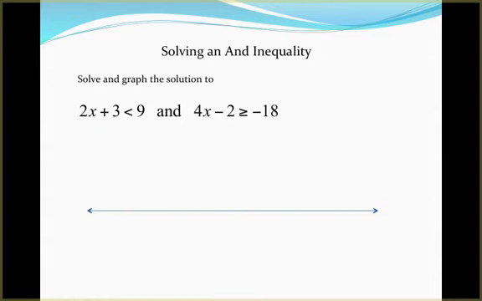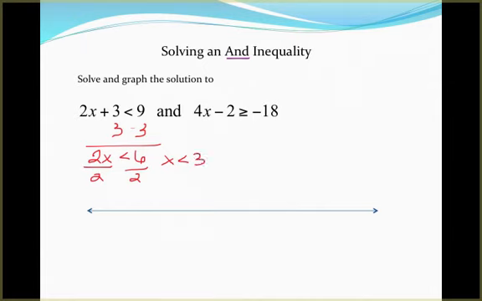Now let's take a moment and solve this inequality. So we're going to solve one that has an "and" between it. So we have 2x plus 3 is less than 9 and 4x minus 2 is greater than or equal to negative 18. So let's solve the first inequality just like we would normally do. We're going to subtract a 3 from both sides and get that 2x would be less than 6. Then we're going to divide by 2 and get that x would be less than 3.